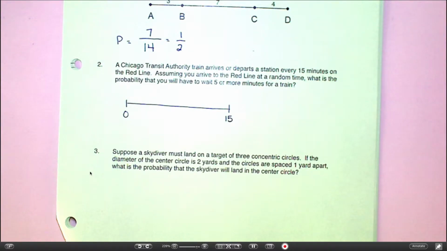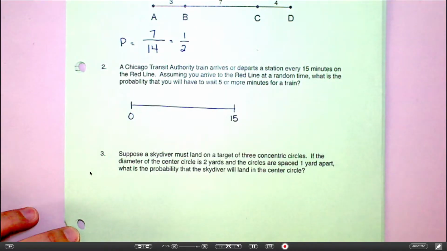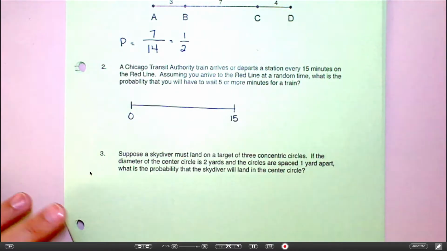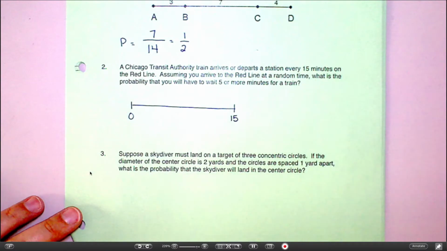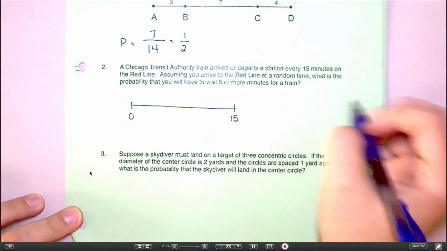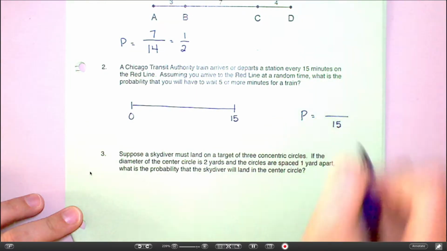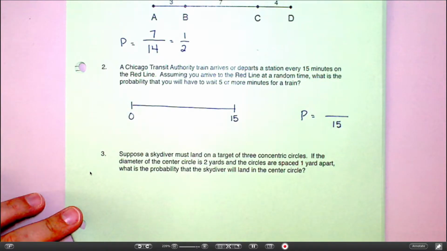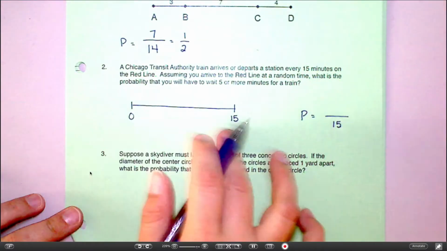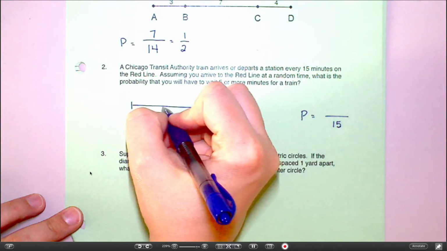Okay. So my total possible places that I could end up at the station is somewhere between 0 and 15, because every 15 minutes it resets and another train shows up. Does that make sense? That every 15 minutes I'm kind of starting over? So I want to know what is out of those 15 minutes, so my probability is going to be something out of 15. What is the probability you'll have to wait 5 or more minutes? Okay, well, how many minutes are there in there where you would be waiting 5 or more minutes, Bryce?